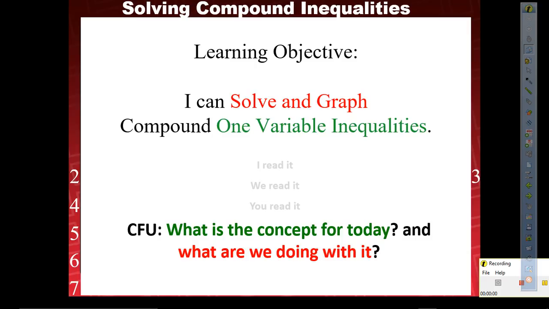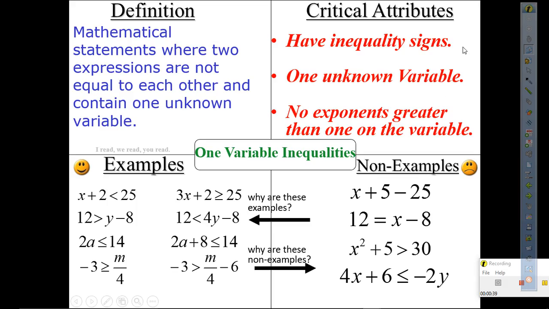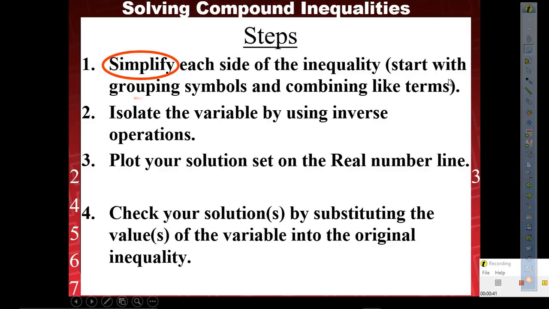So, continuing with one variable inequalities. We already finished one step, two step, and multi-step. Now we're moving on to compound. You've heard the word before, and I'm going to elaborate on it. You don't need a Frayer model and you don't need steps, we already have them. So we know what one variable inequalities are. We know our steps: simplify, isolate, plot, and check.